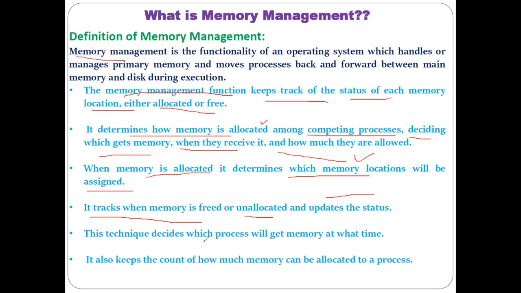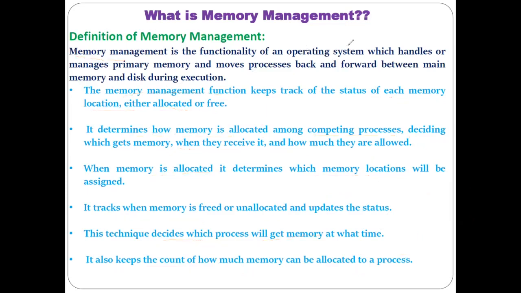Okay. It also decides which process will get the memory at what time. If a number of processes are in the waiting queue, then which particular process will get the memory at what time is also tracked by the memory management function of the operating system. And as already discussed, it also keeps count of how much memory can be allocated to a process. Suppose a process P1 has come, then how much memory will be allocated to that P1 process is also kept as part of the memory management function. So everything related to memory management, we discussed last time.